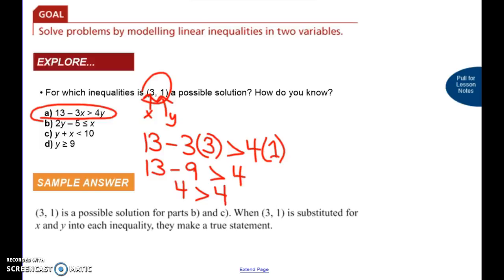Is that a true statement? 4 is greater than 4. No. 4 is not greater than 4. 4 is equal to 4. So this means that point is not a solution to that inequality. So then we would try out the next one.